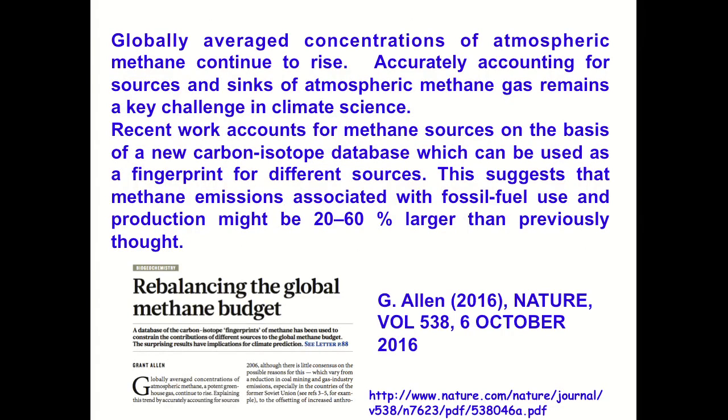And again, you can read about those uncertainties and how we have these issues of balancing the methane budget in this letter written by Dr. Grant Allen in Biogeochemistry Nature. So if you're interested, have a look at that.